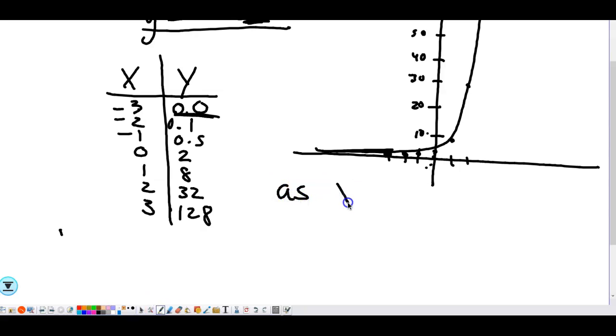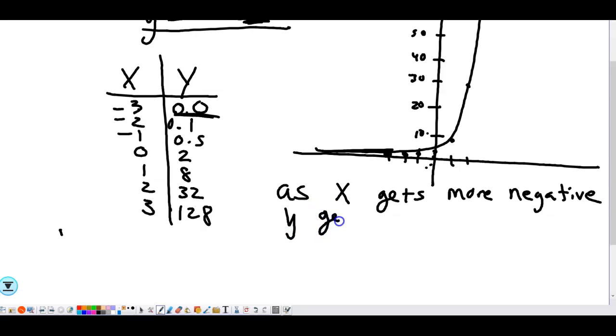Write this with me. As x gets more negative, y gets closer to blank. To what? So it's just going to be: as x gets more negative, y gets closer to blank. Oh, the 0. Yeah, good. It's closer to 0, the x-axis. That works too.